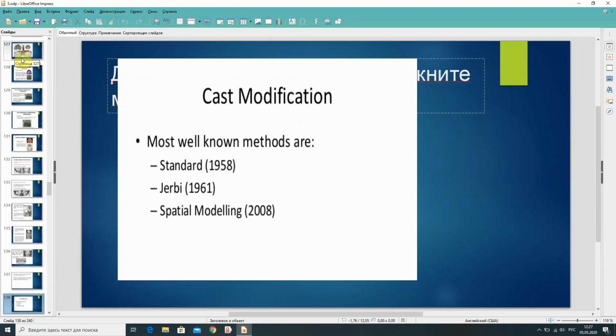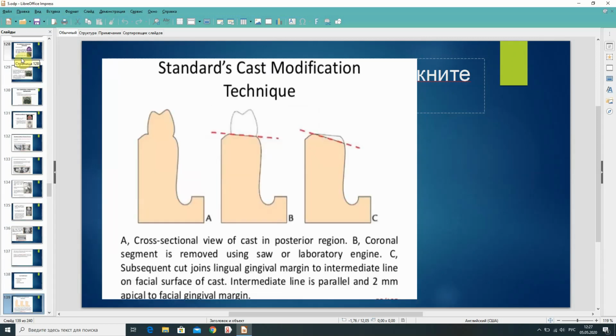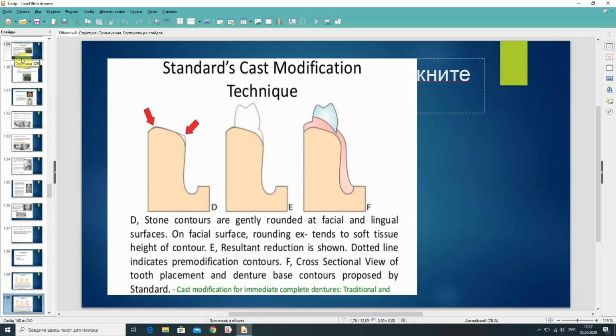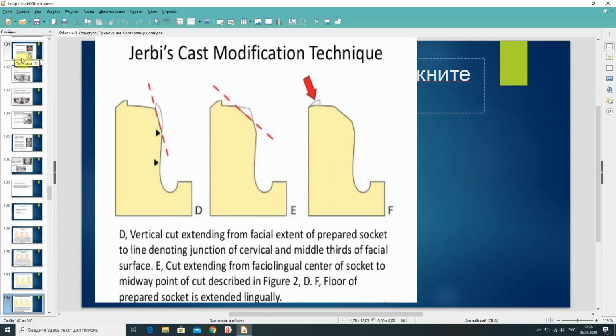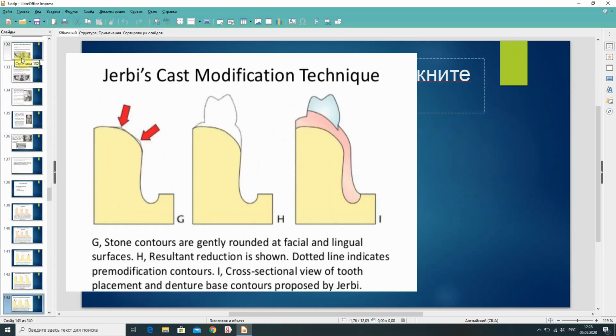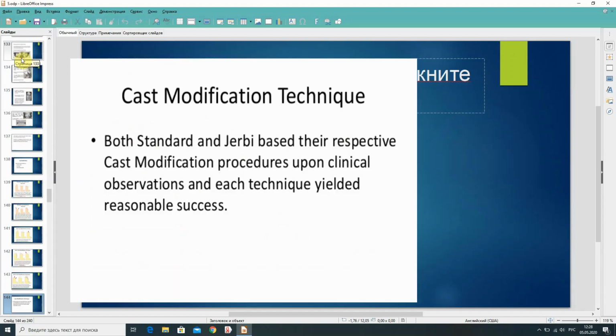Cast modification. The most well-known methods are standard, Digby's, and spatula modeling. Standard cast modification technique. Digby's cast modification technique.